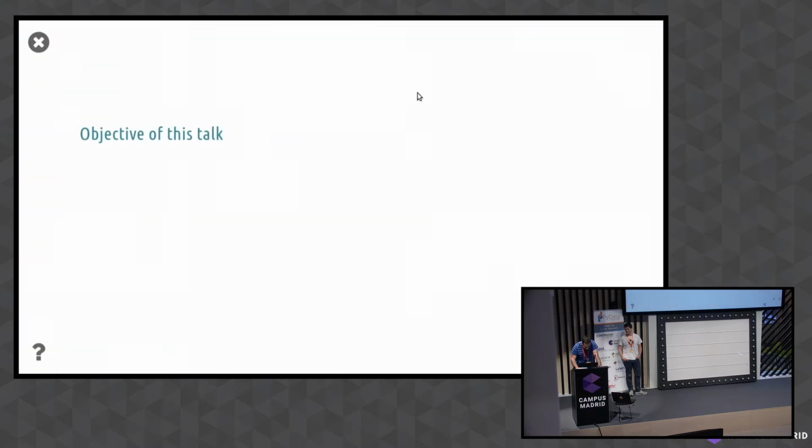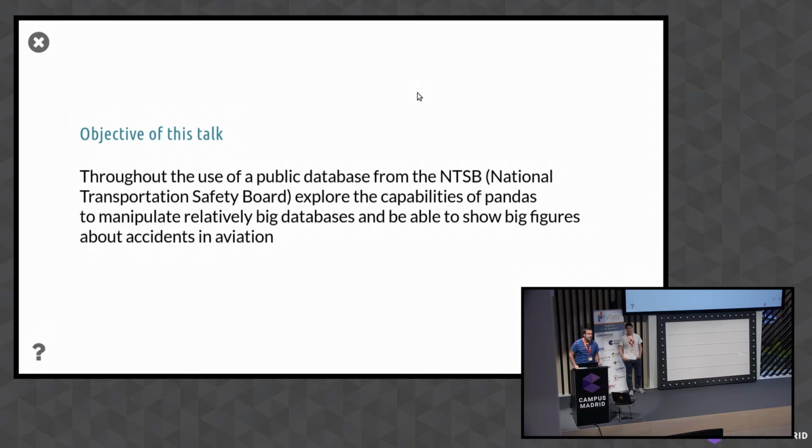Okay. So what is the main objective of this talk? Throughout the years of our university, we've been seeing many figures and books and stuff like that. And once we felt comfortable programming, we wanted to reproduce those graphics with real data. So we found one database on the internet, and we started working with it.